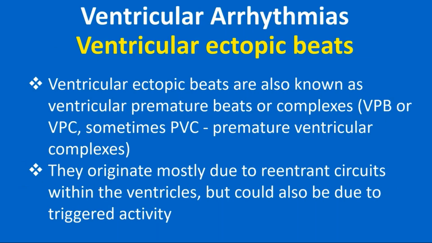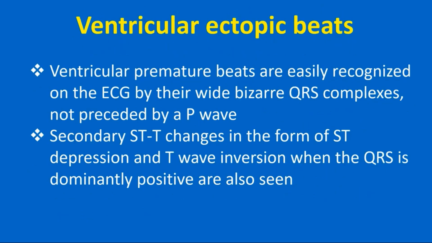Ventricular ectopic beats are also known as ventricular premature beats or complexes, VPB or VPC, sometimes PVC, premature ventricular complexes. They originate mostly due to re-entrant circuits within the ventricles, but could also be due to triggered activity. Ventricular premature beats are easily recognized on the ECG by their wide bizarre QRS complexes, not preceded by a P wave.